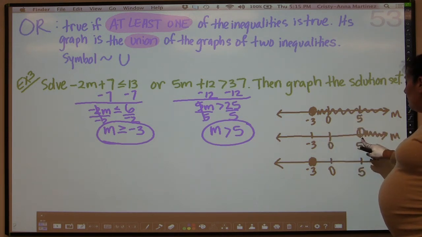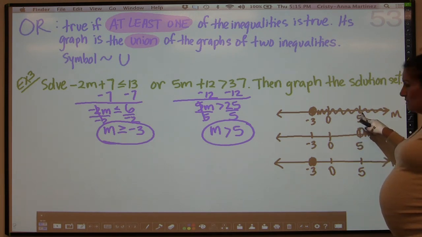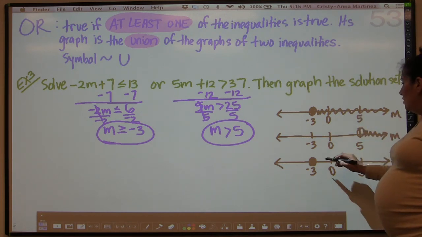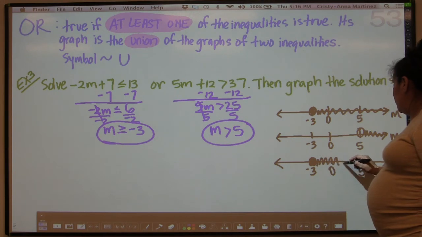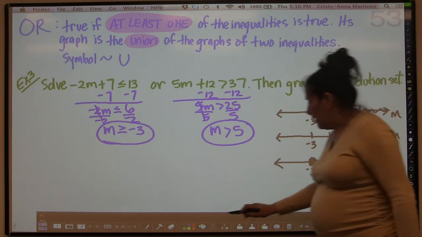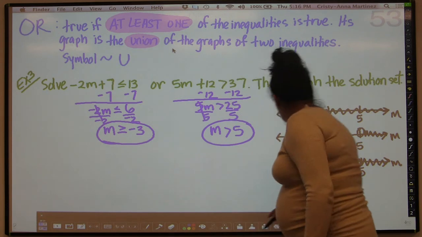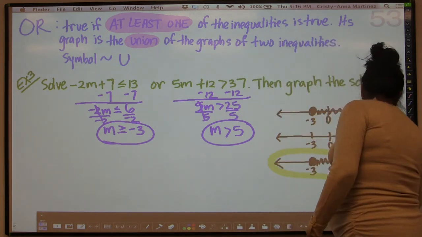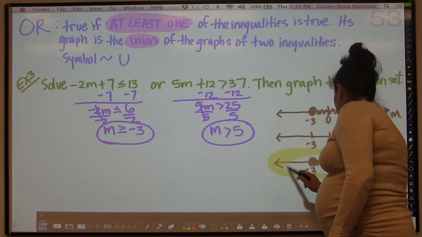Even at the point 5, the second equation is not true, but the first one is. So it only has to be one of them, so we're going to include 5 as well. And then everything beyond 5 is included for both. There's overlap there, so we're going to end up with this as our solution. Everything from -3, so everything that's greater than or equal to -3. So our final graph is going to be this one right here. I'm going to highlight it for you.